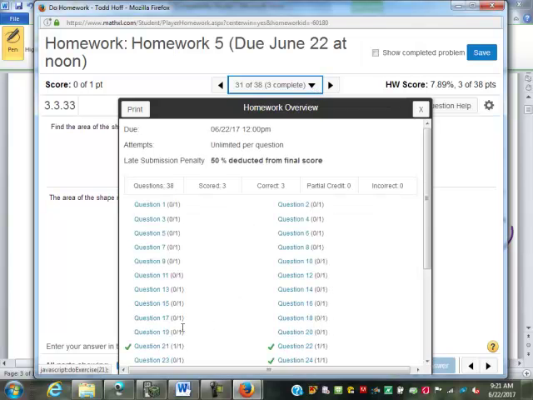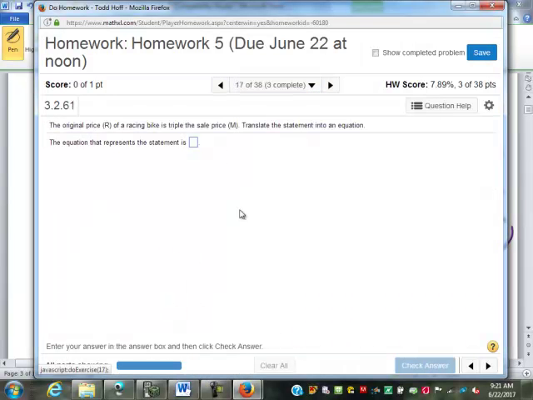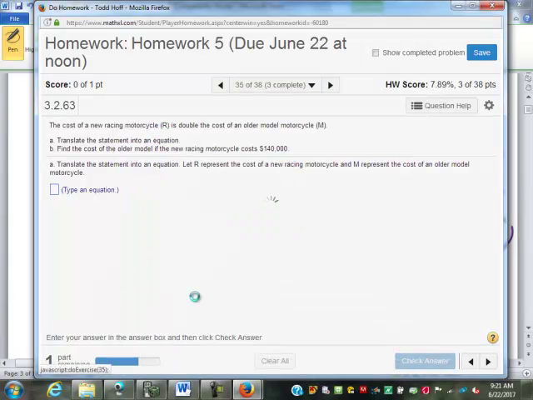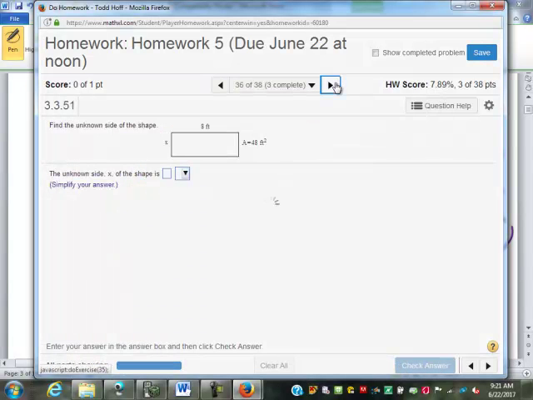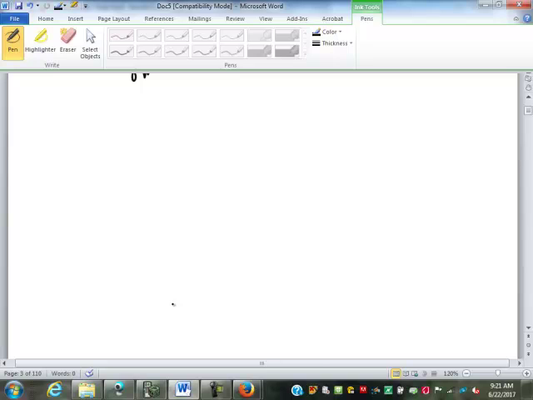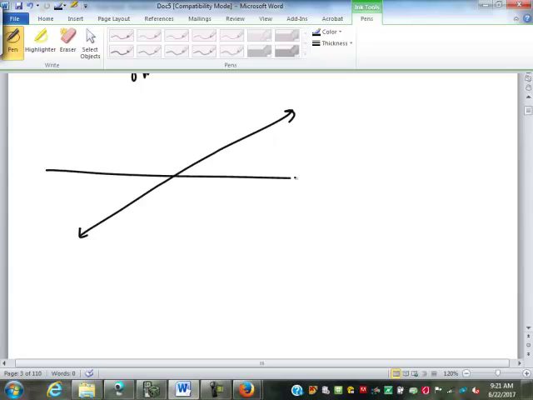Oh, let's see. Let's go back a few. I think there's some more angle questions in here. Maybe I go forward some. No, mine isn't giving me a lot of angle questions here, but the other situation you could have with these intersecting lines might look like this. You might have 2x plus 28 equals 4x minus 12.